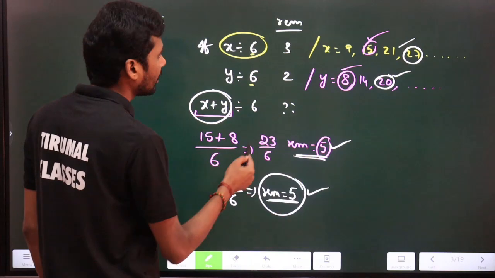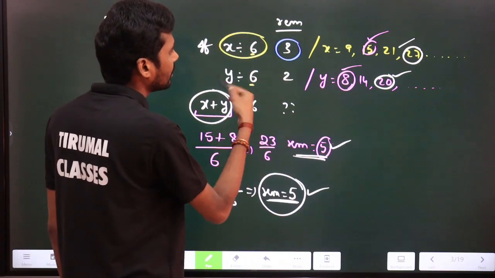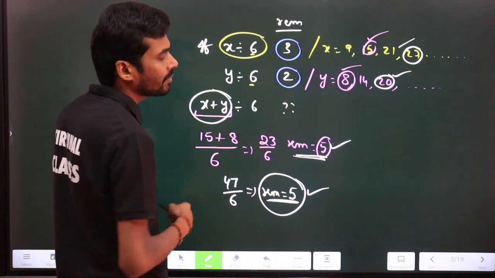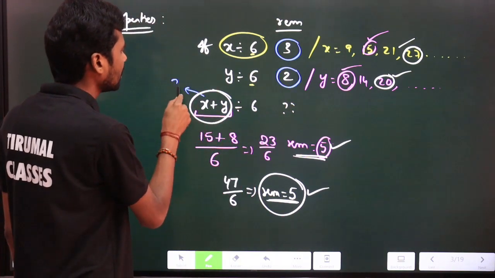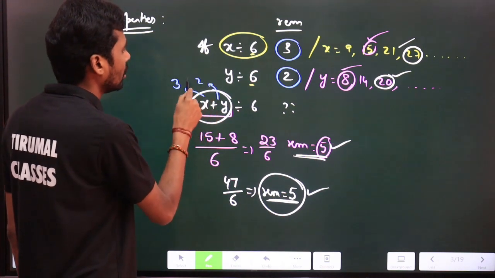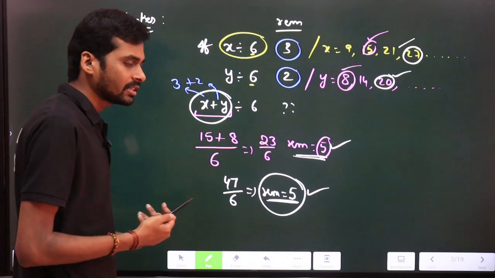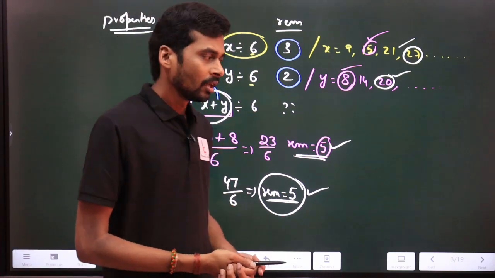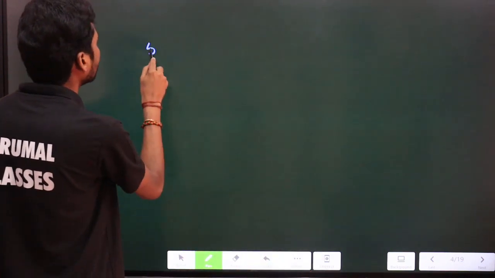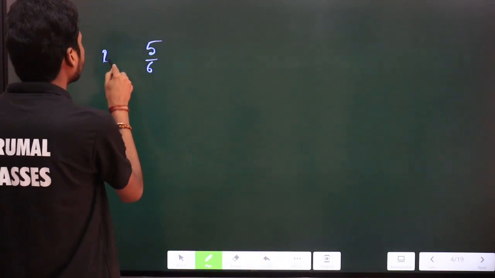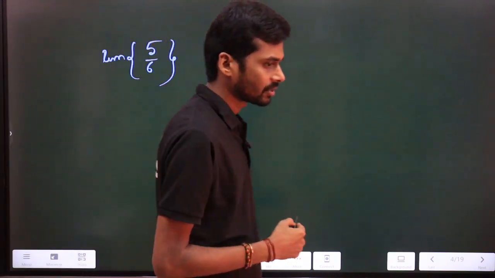See, what is the remainder I am getting when x is divided with 6? 3. And similarly, when the other number is divided with 6, what is the remainder I will get? 2. Suppose instead of x and y, I take 3 and 2. 3 plus 2 by 6 is 5 by 6, right? What is the remainder when 5 is divided with 6?